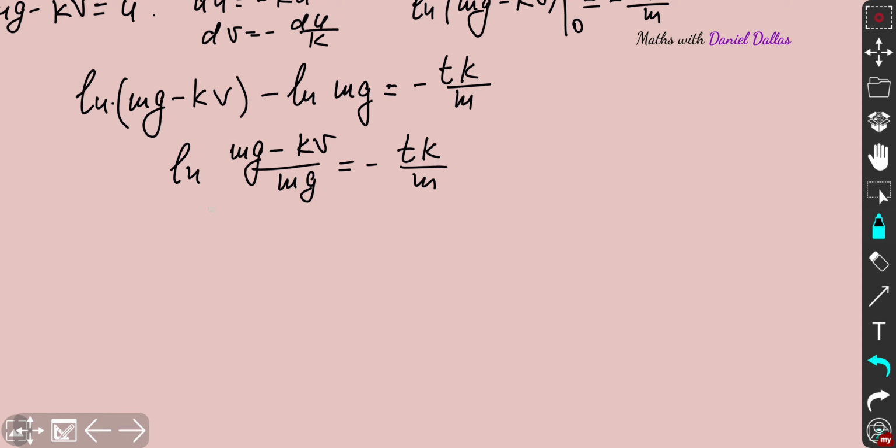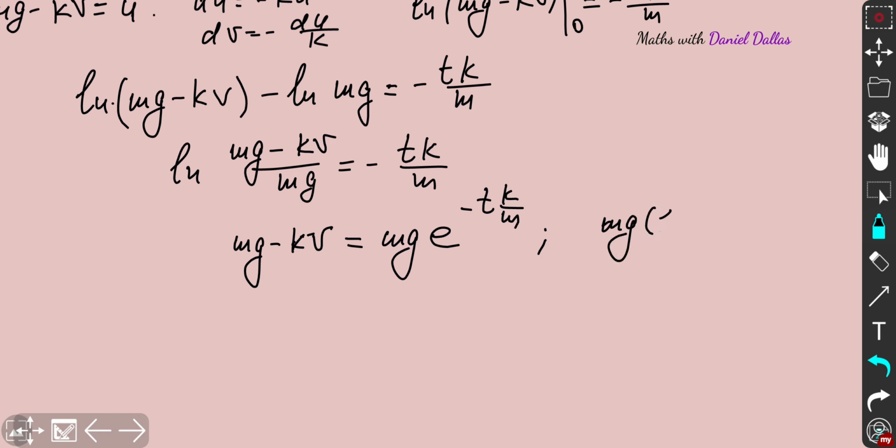Here, we're going to use e and raise to the power. So that's why we'll get mg - kv. On the right side, we multiply by mg and we raise to the power -tk/m, using the basic properties of how to go from a log equation into index form. And right now, if we express v from there, we will have mg(1 - e^(-tk/m)), all right? And that's going to be the function of v.